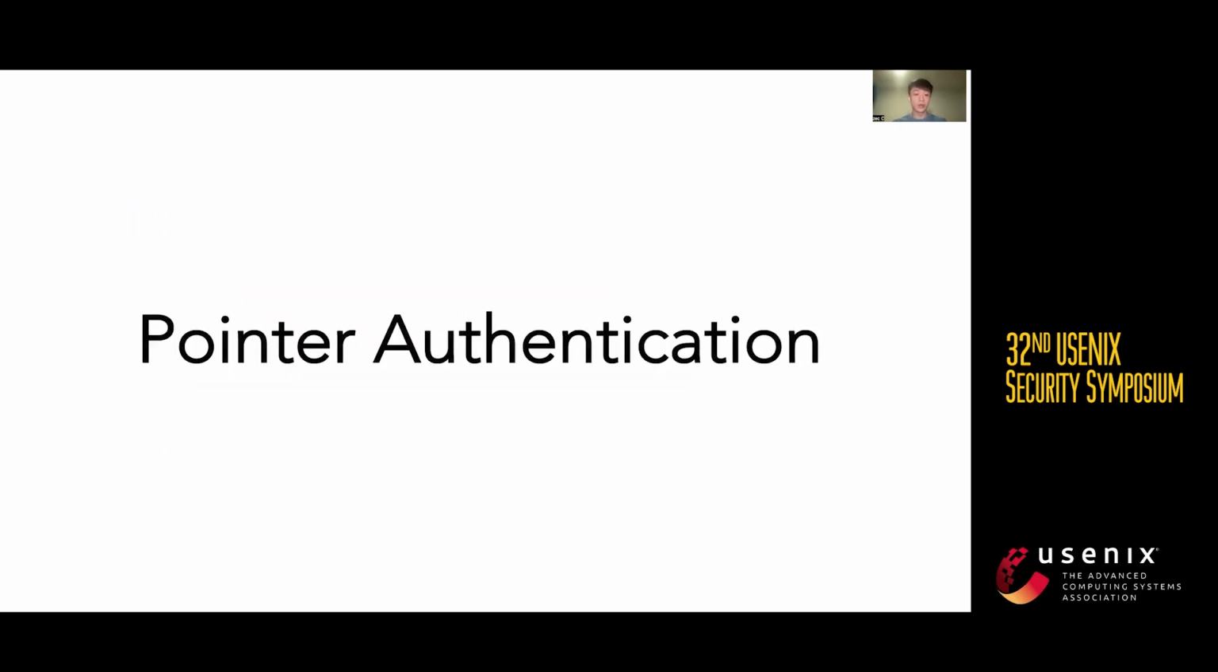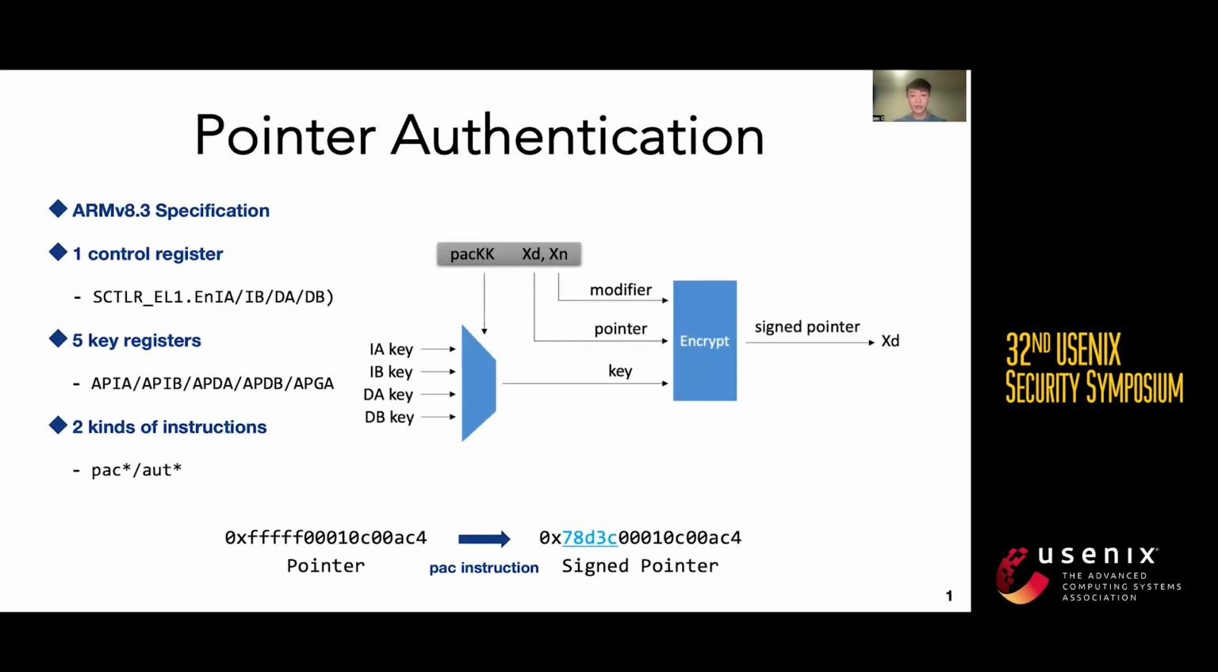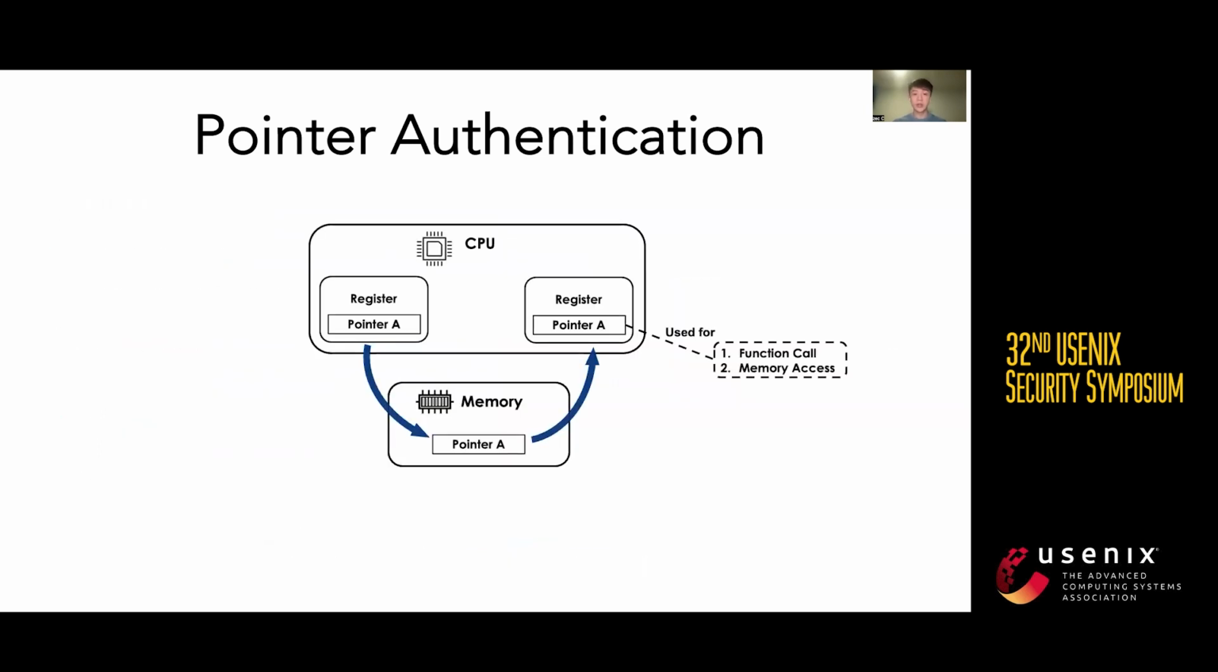So let's start with what is pointer authentication. Pointer authentication, or PAC, is a hardware feature introduced in the ARMv8.3 specification. It was designed to safeguard the integrity of pointers from pointer corruption attacks. Pointer authentication provides PAC instructions to sign the pointer. The PAC instruction will take three inputs, the key, pointer, and modifier. And then it will sign the pointer by generating a signature and storing it to the higher unused bits of the pointer.